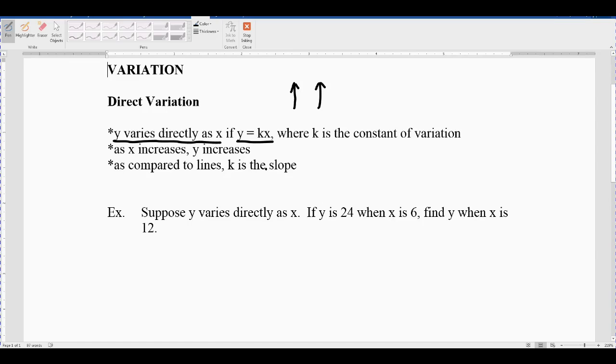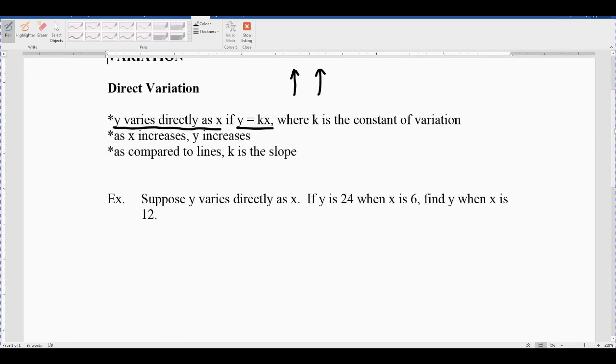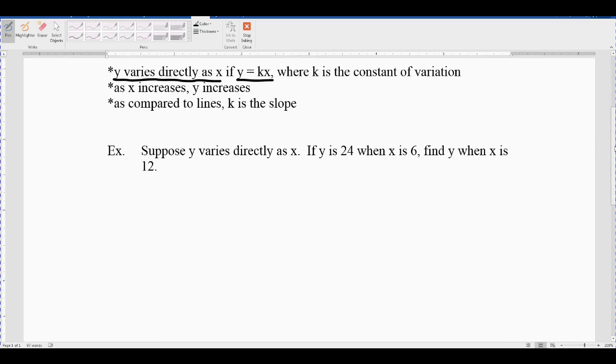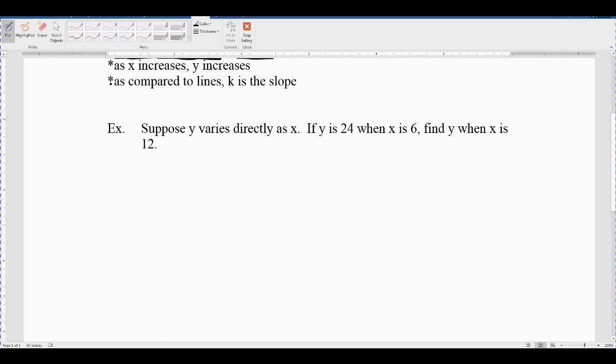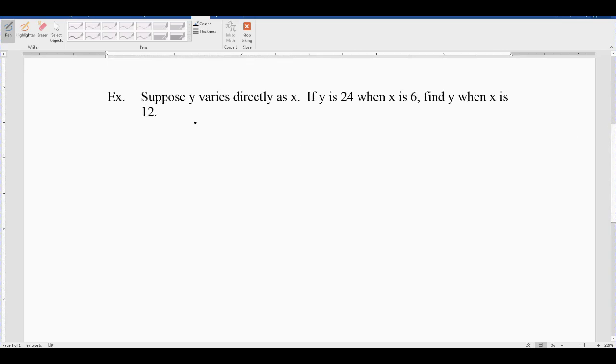Now there's other stuff you may or may not need to know, but it's there anyway. So let's do an example. In fact, I don't think you'll need that, but it may help on some problems. So on this problem it says y varies directly as x. So immediately I write that because that's what it tells me. I gotta have my constant in there. And then it says if y is 24 when x is 6, find y when x is 12.